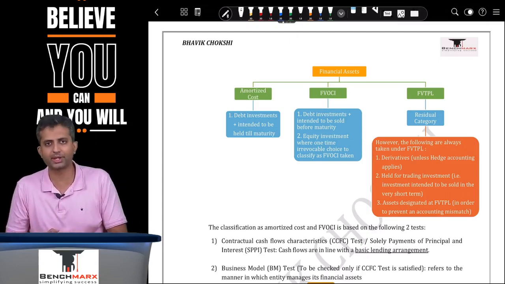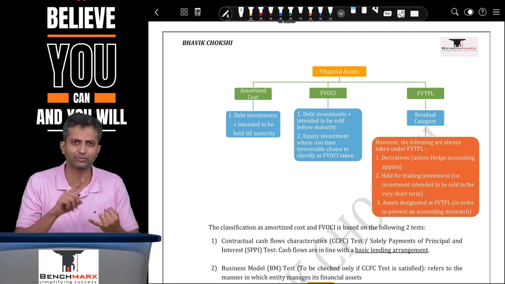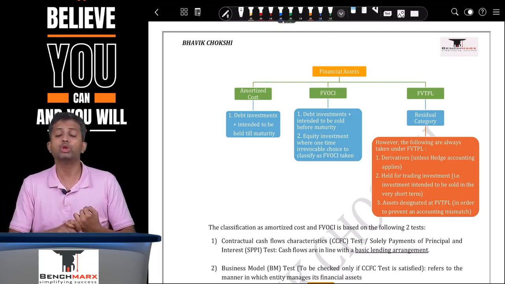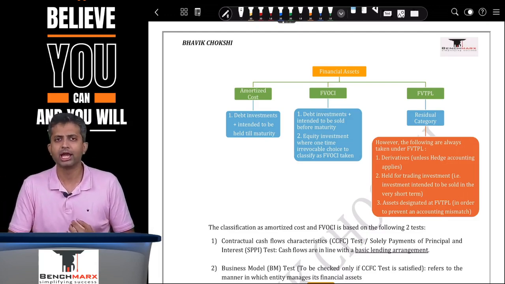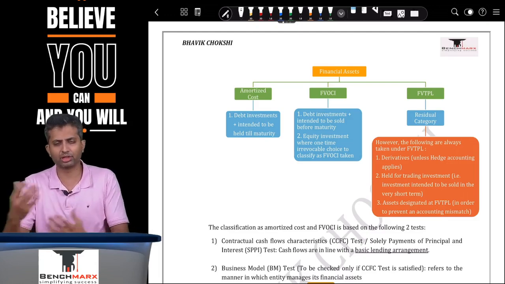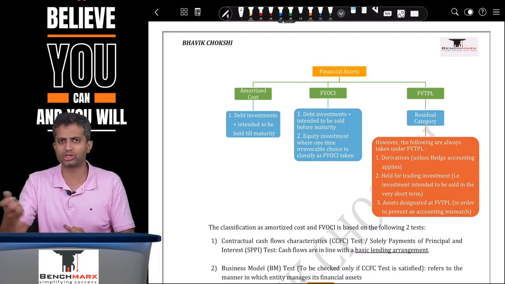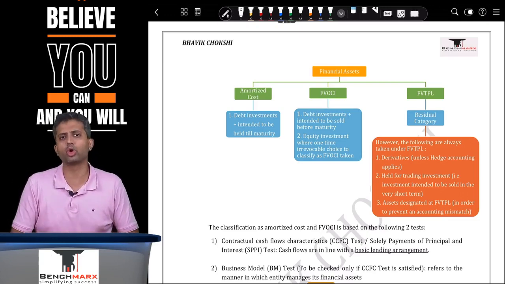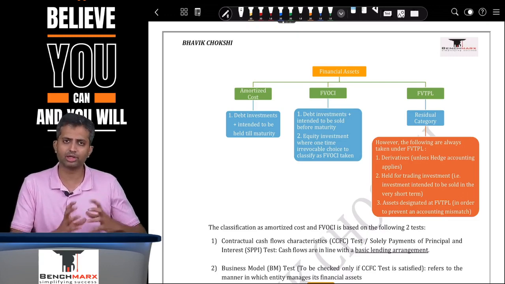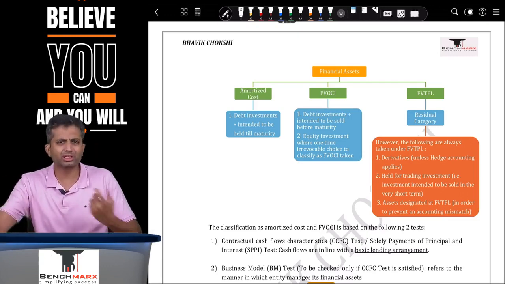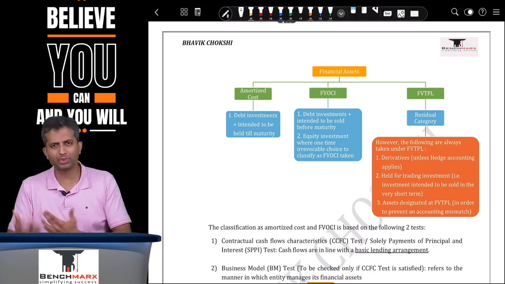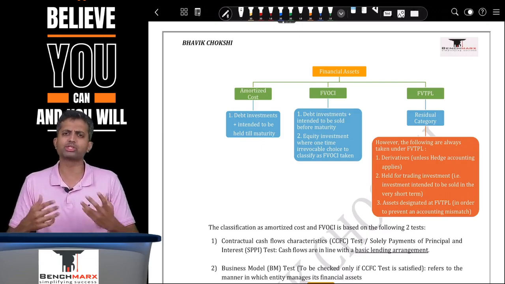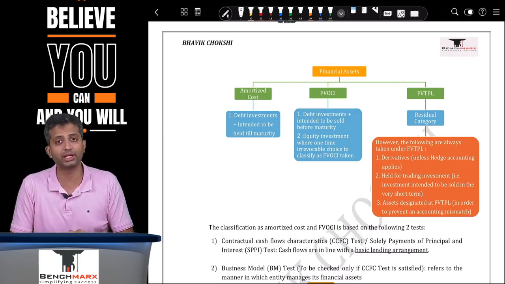And what do you expect in a basic lending arrangement? You expect compensation for time value, like inflation. You expect compensation for, let us say, credit risk. Like if a company has a higher credit risk, you will charge more interest because you are bearing a higher credit risk, and a reasonable profit margin. This is what you call basic lending. Other charges like processing fees or prepayment penalties or extension charges are also in line with the basic lending arrangement.